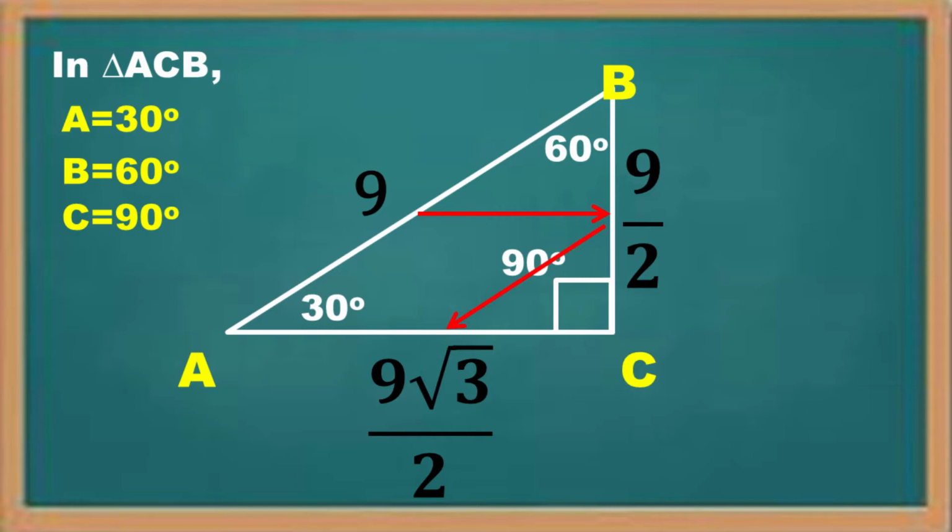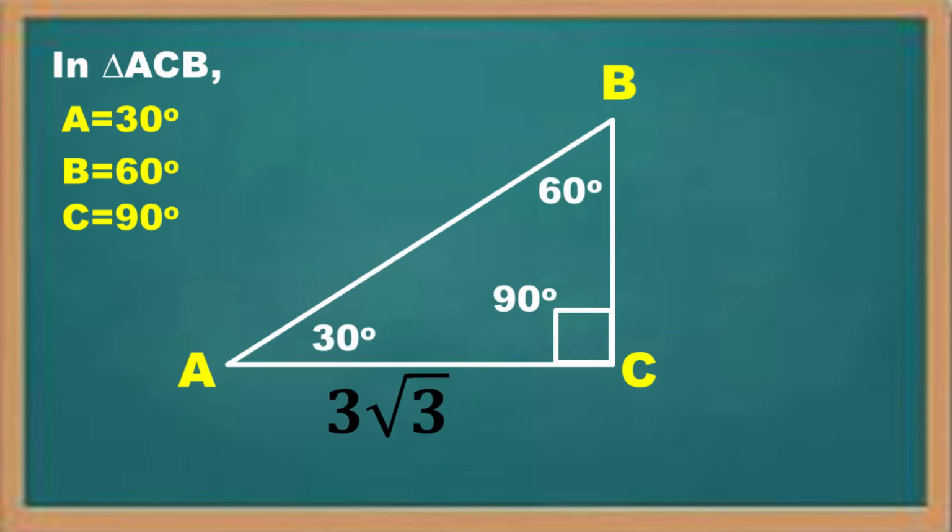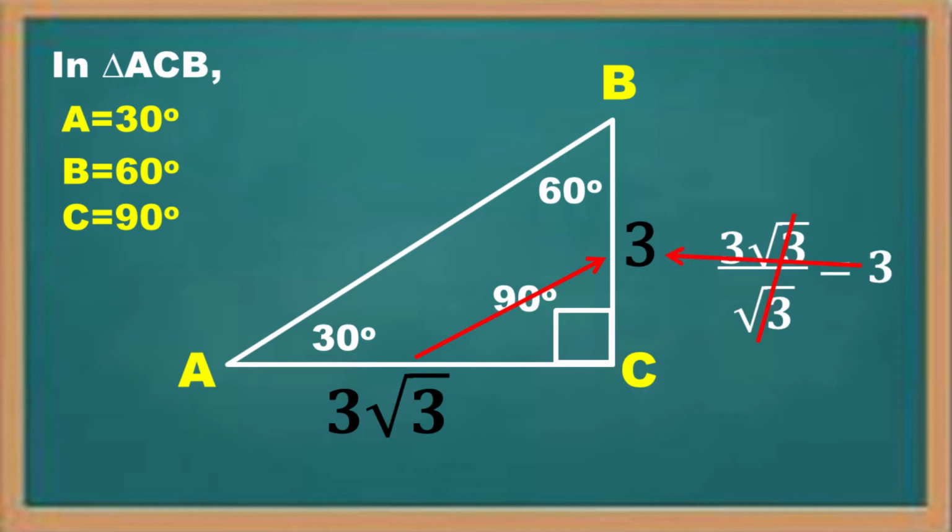In the next example, the length of the longer leg is given. In this case, it is 3 square root of 3. To get the length of the shorter leg, divide the longer leg by square root of 3. Therefore, the shorter leg is equal to 3.